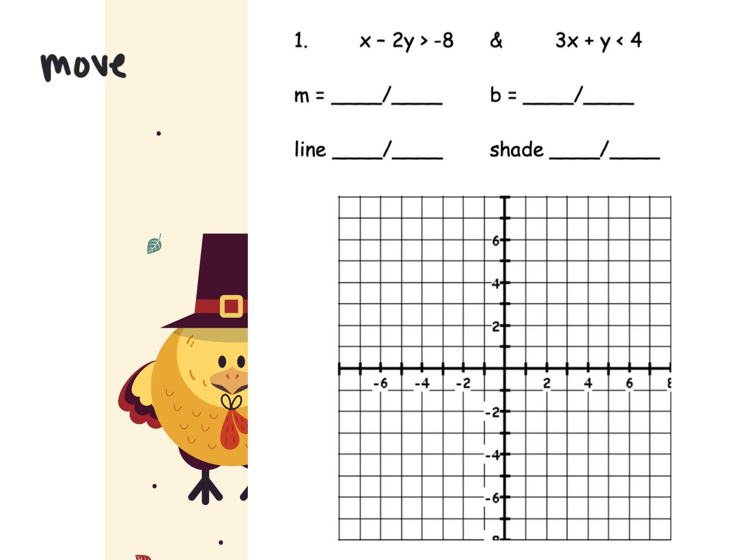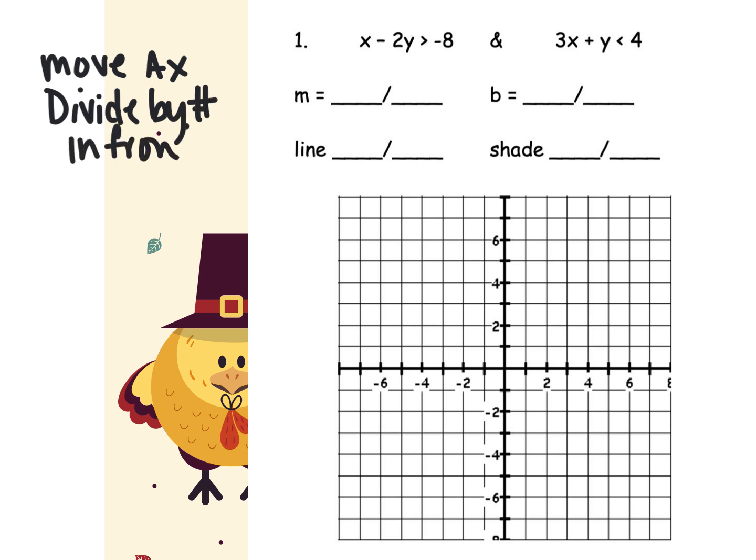You're going to move that ax, and then you are going to divide by the number in front of y. So if you don't do that, you're not going to be able to do this graphing. Also, keep in mind, when we divide by a negative, we have to flip our inequality.